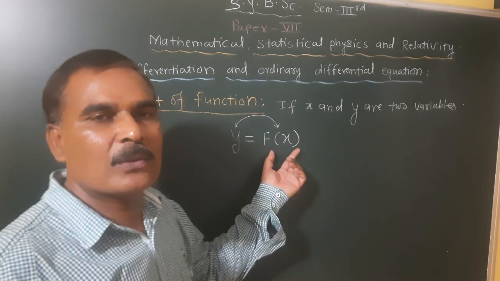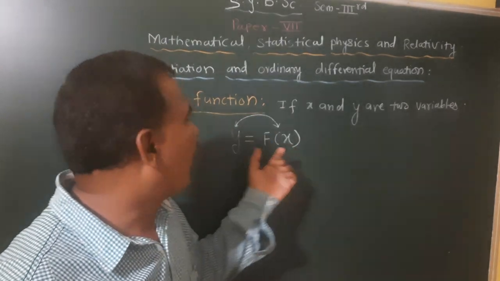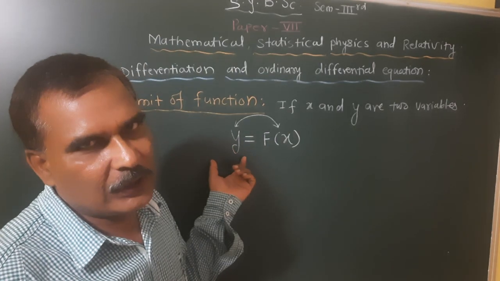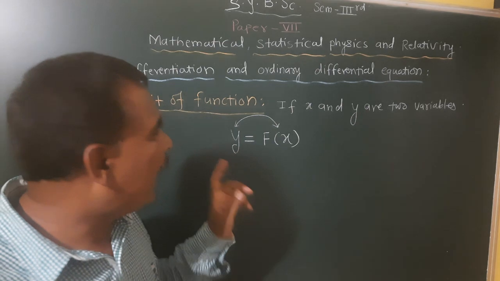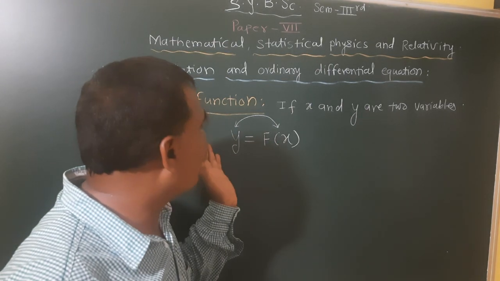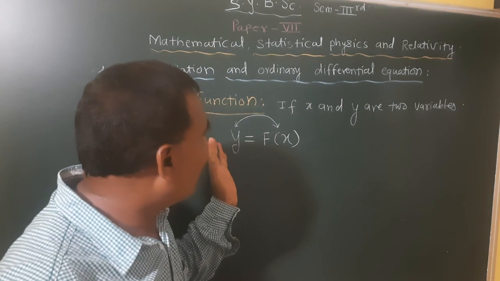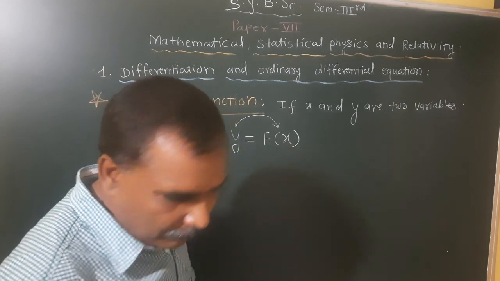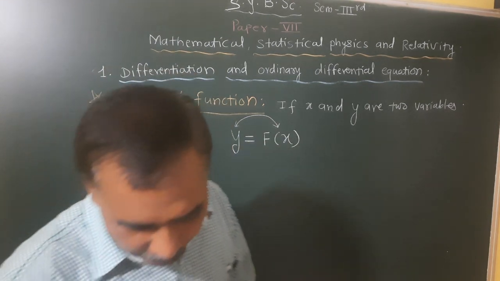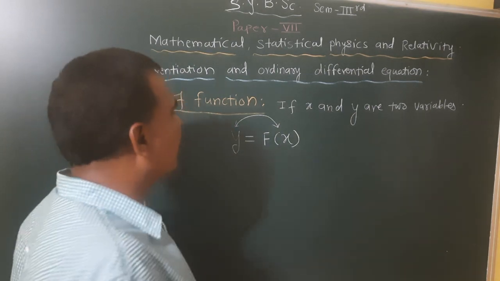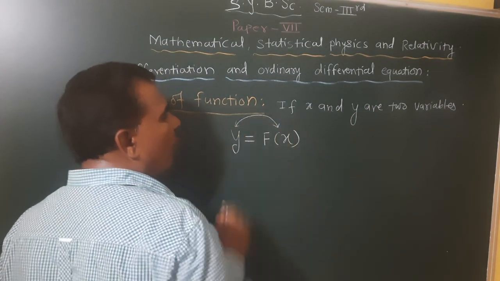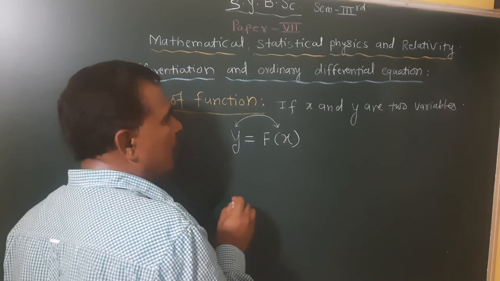If we change the value of x, y goes on changing. It means y depends on x. So we say that y is equal to f of x. Suppose we consider that y is said to be a function of x.